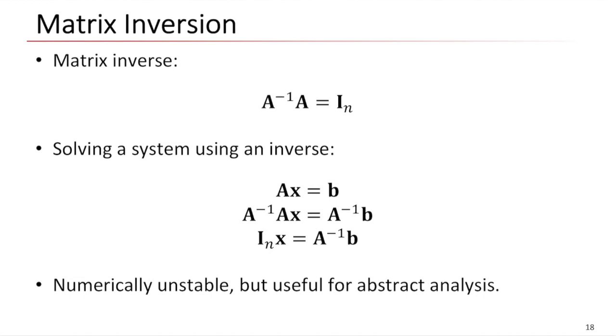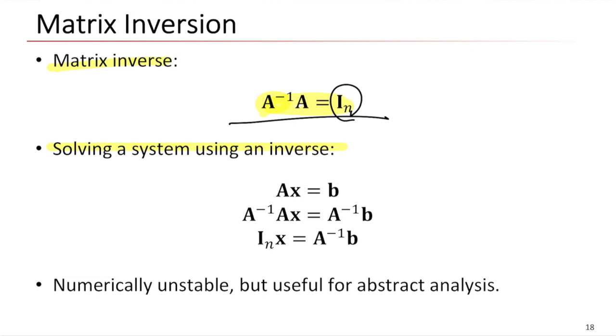Okay. So what is the matrix inversion? What is the invertible matrix? If the matrix is invertible, there is the inverse of the matrix A. With this inverse matrix, we can make an identity matrix that we discussed in the previous slide. So what can we do with this matrix inverse? We can solve the linear system using this inverse.